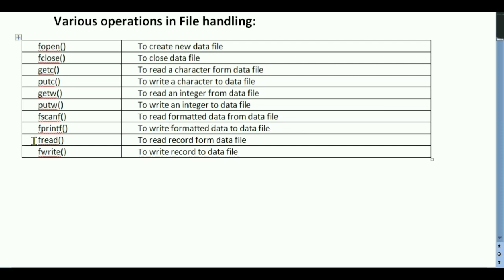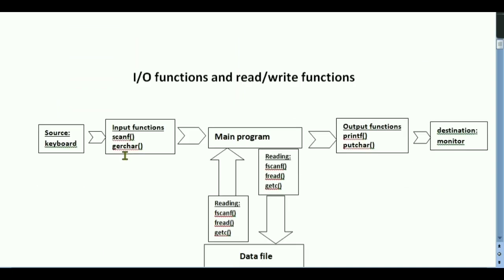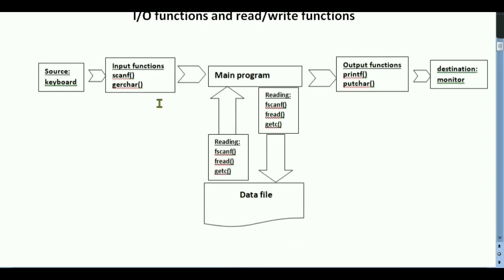Okay. Next is fread. Fread will read a record from a data file. Fwrite will simply write a record to a data file. When you write code, then you will understand the use of all these functions. So let's proceed. Here are the IO functions and read and write functions.